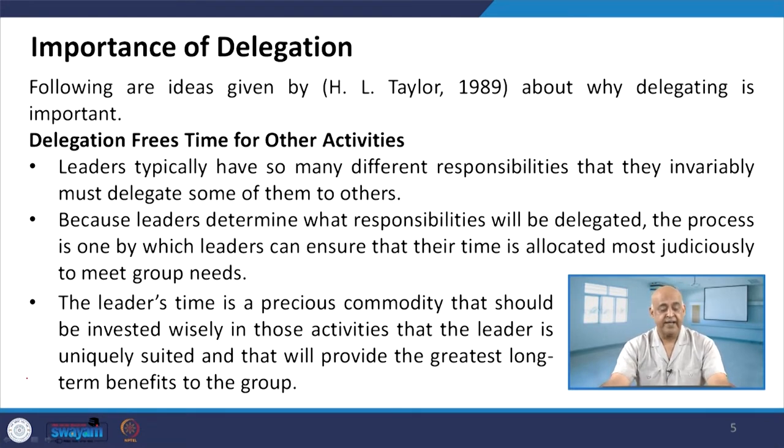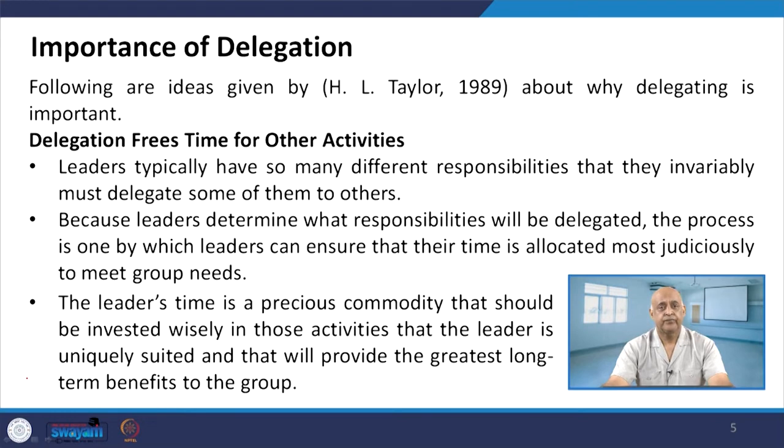So following are the ideas given by H.L. Taylor, 1989, about why delegating is important. Delegation frees time for other activities. Leaders typically have so many different responsibilities that they invariably must delegate some of them to others, right? So different responsibilities will be there, which they have to give, so they can perform some of them, making it easier to get the other work done, because leaders determine what responsibilities will be delegated.